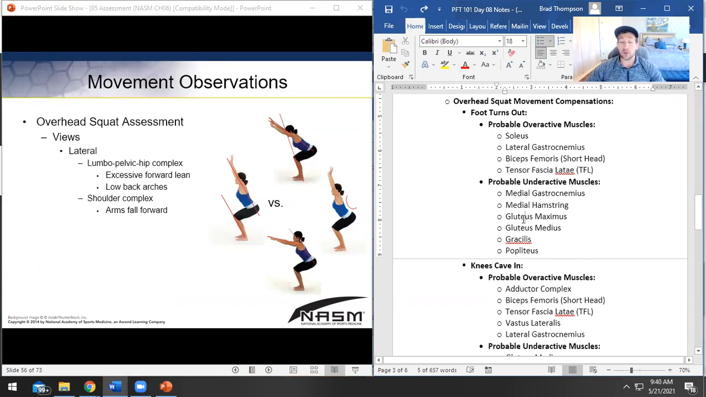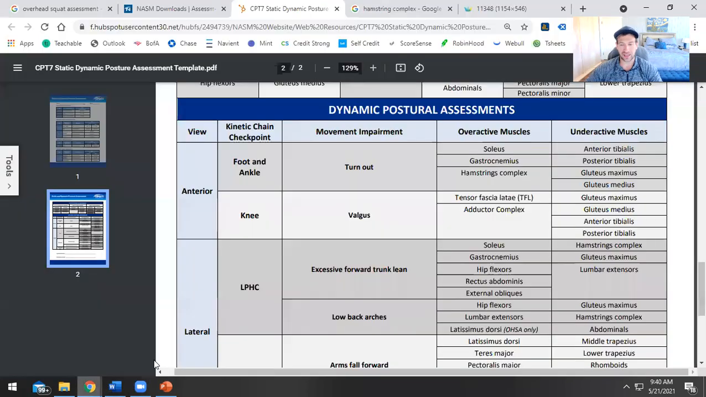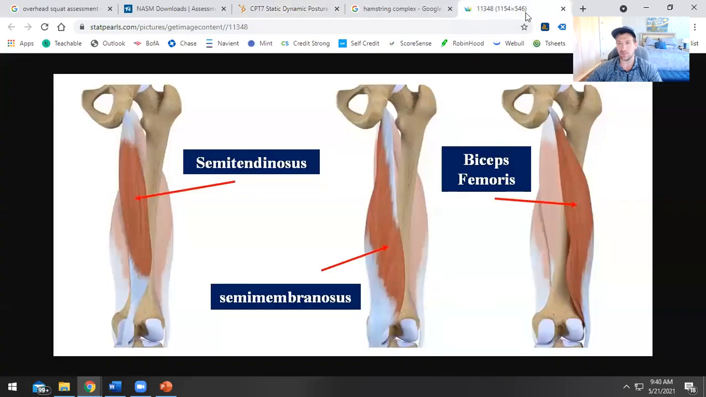So then we've got probable underactive muscles. You know, we've got to get our feet turned back to neutral. Why did the feet turn out? Because some muscles were contracting. Well, which muscles weren't contracting enough to pull the joint back to neutral? Well, those are your underactive muscles, right? So if it was your lateral gastrocnemius before, well, then it's going to be your medial gastrocnemius this time, right?